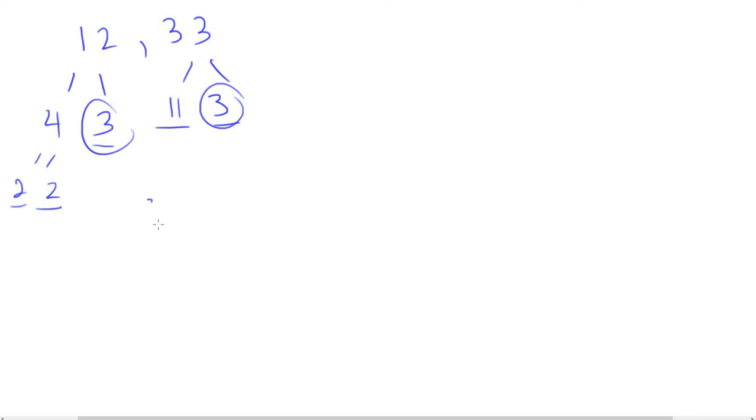I have 12 and 33. We're going to do the same thing with a factor tree. 12 is just 4 times 3. That's prime. And 4 is just 2 times 2, all primes. 33 is 11 times 3, both prime. We see the common number is 3, so the GCF is 3. Feel free to pause the video and try the following example.